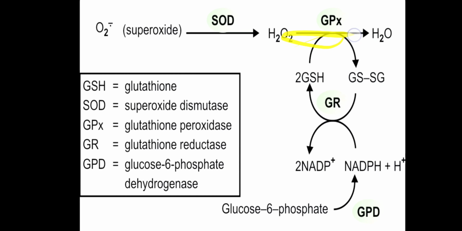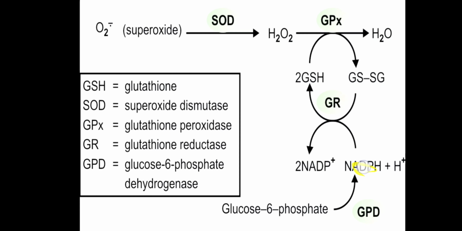Now this glutathione peroxidase is converting hydrogen peroxide, which is also one of the free radicals, into water with the help of these two glutathione molecules. Simply, these two hydrogen atoms are added to the hydrogen peroxide, and that converts H2O2 into a water molecule. Now this glutathione is regenerated into the reduced state with the help of the glutathione reductase enzyme, and for the activity of glutathione reductase, NADPH is needed.